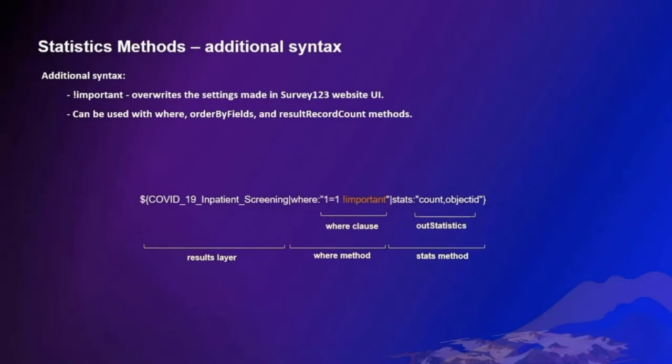So in our example, if we create a count of responses and a where clause with 1 = 1 to return all the records, and then add important to the end of the where clause, the output statistics will be based on the entire dataset instead of just the reporting week that we set in the website. This will also work if we set the where clause to query for all positive test results, and then add important to the end of the where clause.